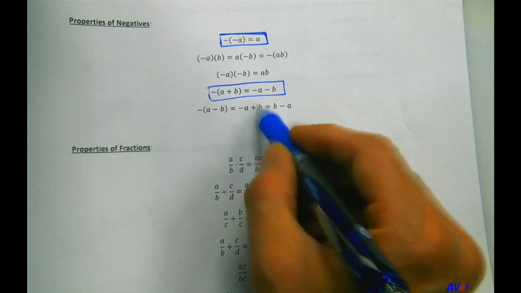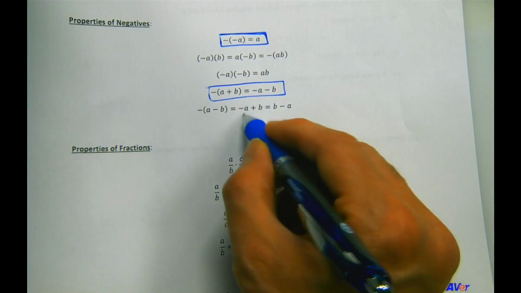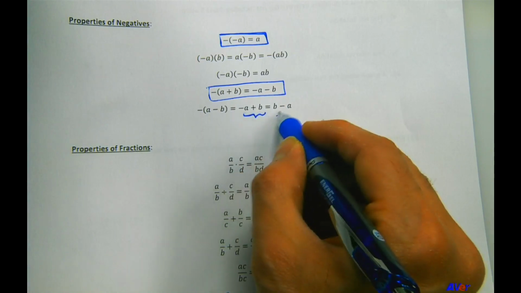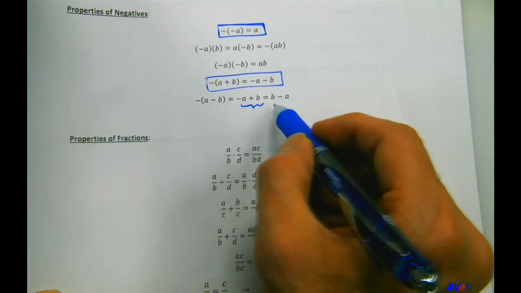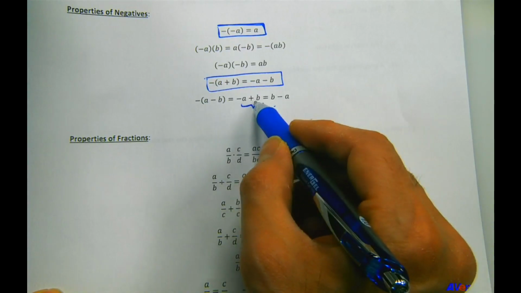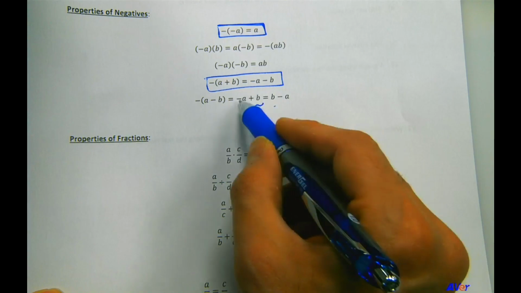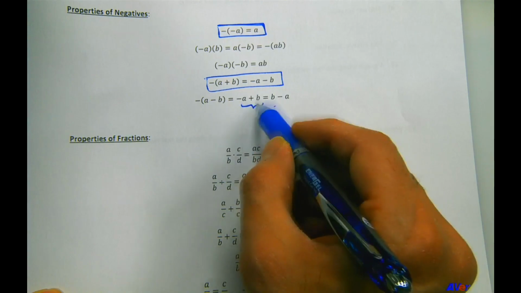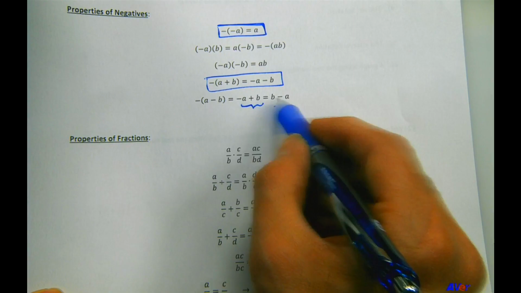Okay? And you can rewrite this so it looks different visually, but mathematically is exactly the same thing. So instead of minus a plus b, you can rewrite it so the minus is in the middle between the two: b minus a. These two are identical.